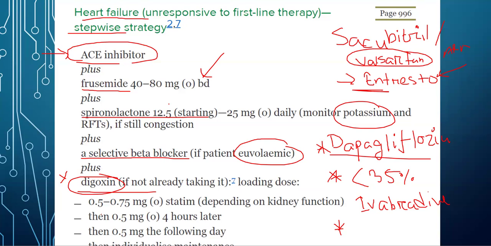What surgical indication, Dr. Imran? We didn't talk about any surgical procedure for heart failure. Empagliflozin is not commonly used for heart failure. It's mainly dapagliflozin. Ivabradine is also for less than 35. That's right. Ivabradine will not be used above 35.